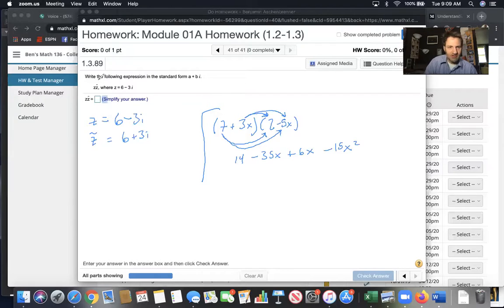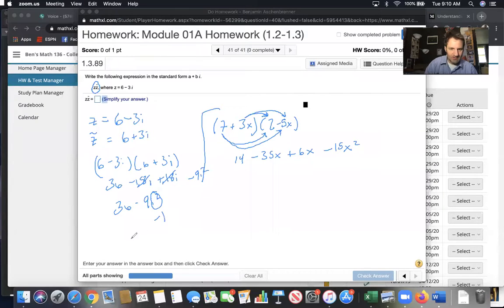Remember, when I put two things next to each other, I want to multiply Z times the conjugate of Z. So this is going to be 6 minus 3i times 6 plus 3i. Oh, pen's not working very well. So I got 36 minus 18i plus 18i minus 9i squared. Okay. These two terms knock each other out. I got 36 minus 9i squared. Of course, I shouldn't stop there, because i squared is equal to -1. So this is now 36 minus 9 times -1. So it's 36 plus 9, which is equal to 45. Okay.